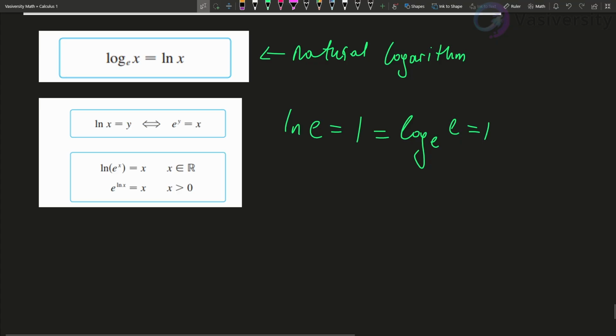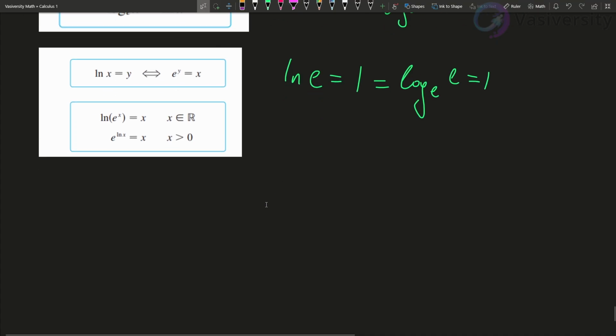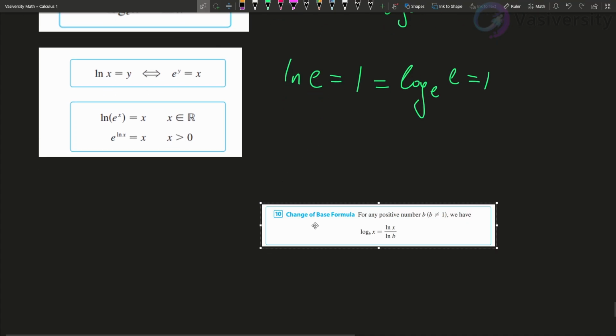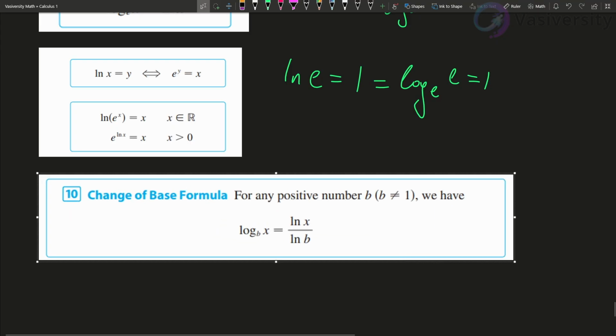All right, so if we decide to change the base, because sometimes in order to solve a problem or to simplify it, we need to be able to change the base of the logarithm. So here, changing of base. For any positive number b, where b is not equal to 1, we have that logarithm base b of x is equal to ln of x over ln of b, right? And we chose the natural logarithm specifically for that reason.